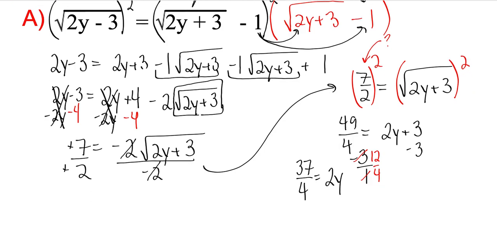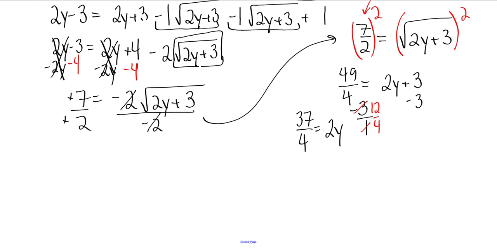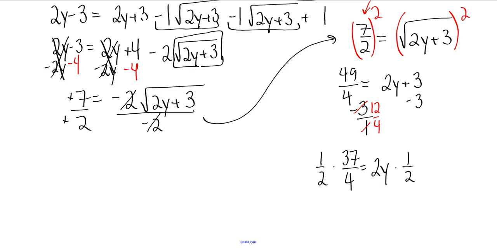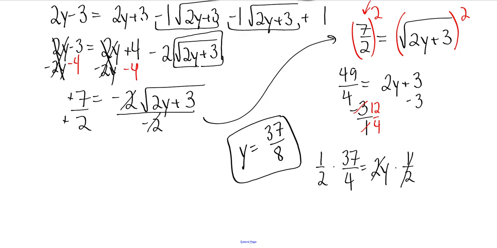I'm kind of messing up my work here a little bit. I got more room. Let's move this down here. How do we get rid of the 2? Well, we divide it. But rather than dividing, this might look a little bit nicer. Dividing by a fraction is the same thing as multiplying by its reciprocal. So let's multiply both sides by a half. And then I get 37 over 8. So we get y equals 37 over 8.